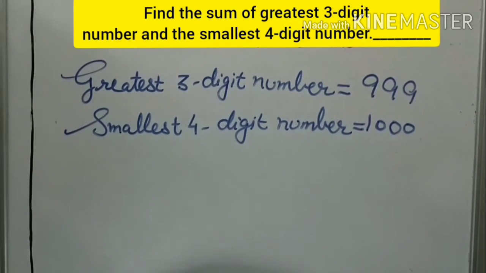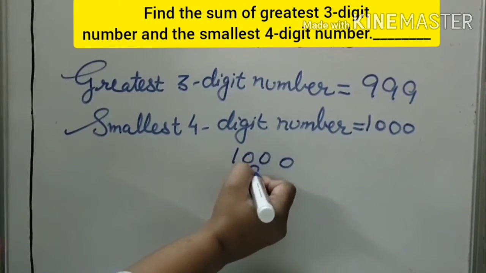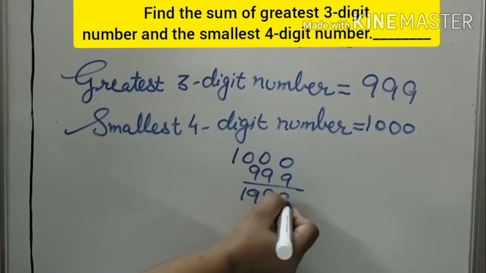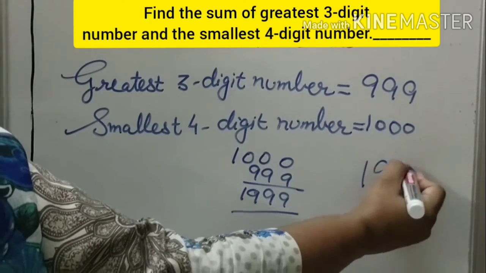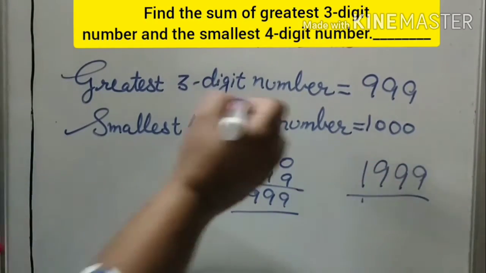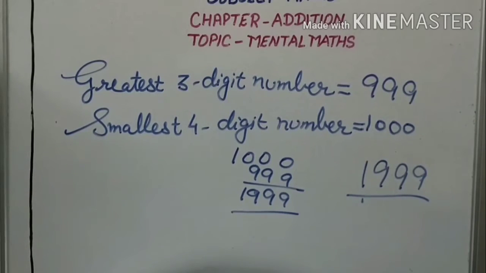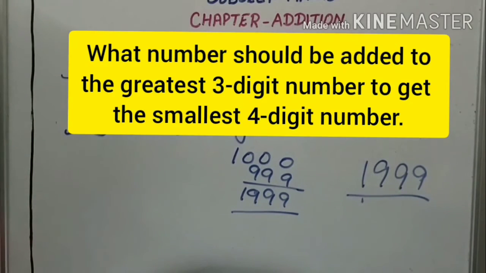Okay children, the question is find the sum of. Now what we have to do? We will add them. And finally we will get the answer in fill up. That is 1999 answer.